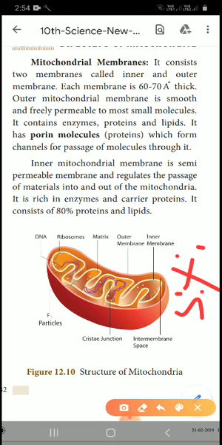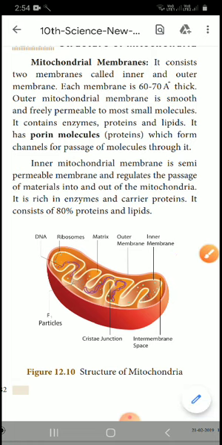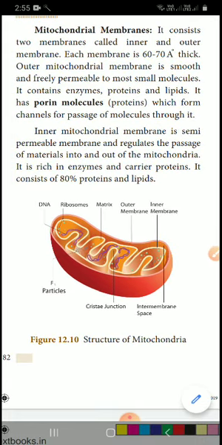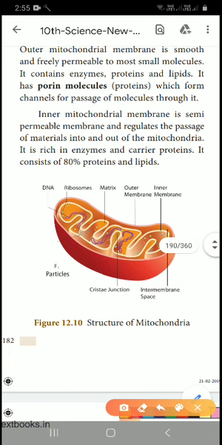Mitochondria consist of two membranes called the inner and outer membrane. Each membrane is 60 to 70 thick. The outer mitochondrial membrane is smooth and freely permeable to most small molecules. It contains enzymes and protein molecules, and lipids are also present. It has porin molecules, which we also call by other names, protein. So there is a channel. See, this is 1, 2, 3, 4, 5, like a channel. This permeable membrane regulates the passage of material into and out of the mitochondria. It is rich, about 80%, in protein and lipids.